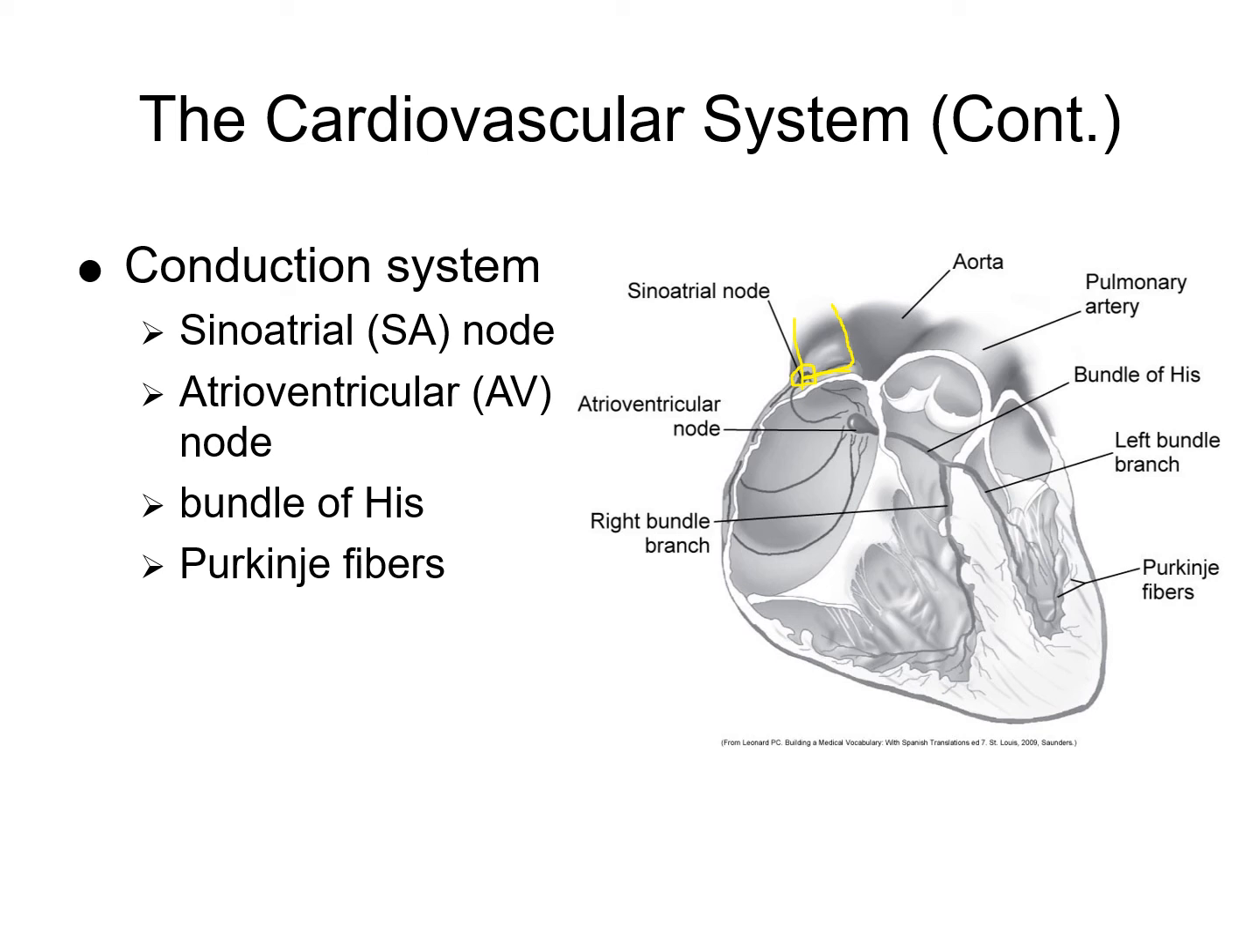And then the impulse that's generated at the SA node travels down one of 3 internodal tracts to the atrioventricular node. So it goes to one of these 3 tracts and goes to the atrioventricular node, which I'm going to circle in blue. And then the atrioventricular node is located at the inferior aspect of the right atrium, near the opening of the coronary sinus, right above the tricuspid valve.